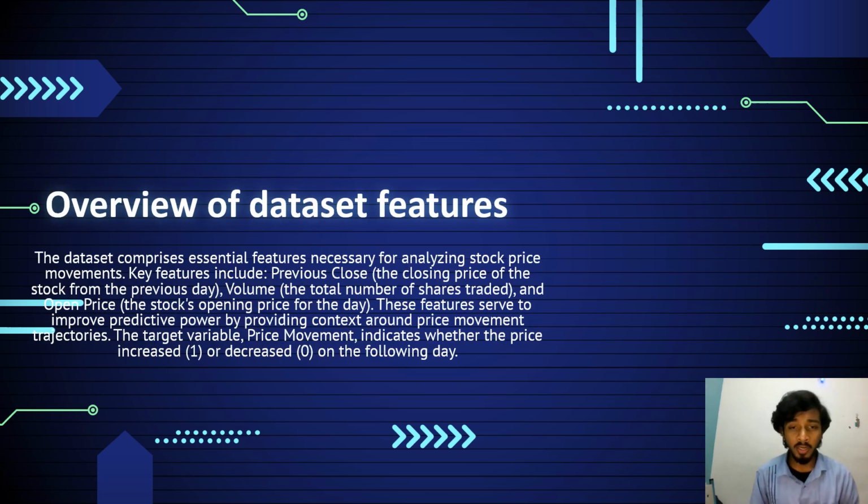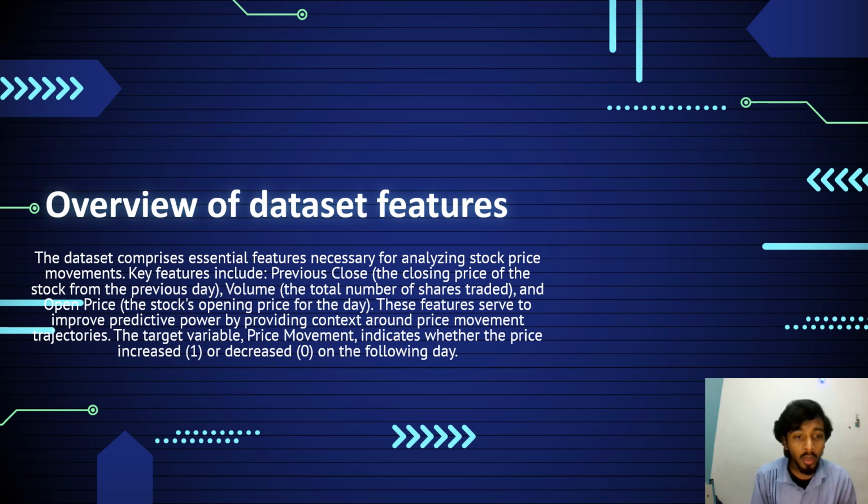Next is overview of dataset features. The dataset comprises initial features necessary for analyzing stock price movement. Key features include previous close, the closing price of the stock from the previous day, volume, the total number of shares traded, and opening price, the stock opening price of the day.